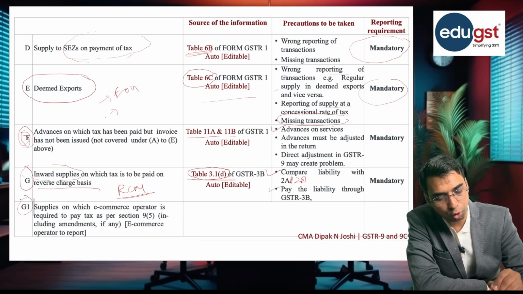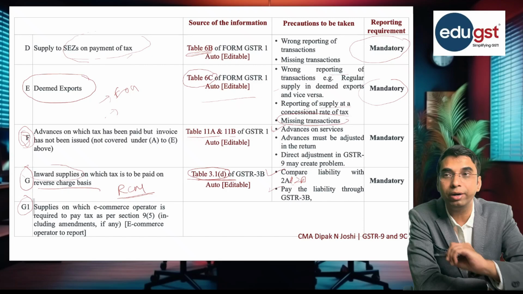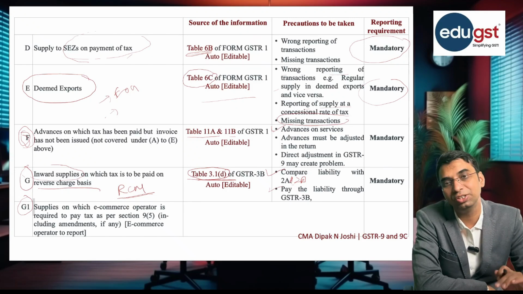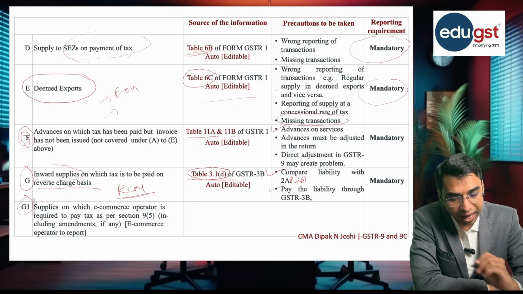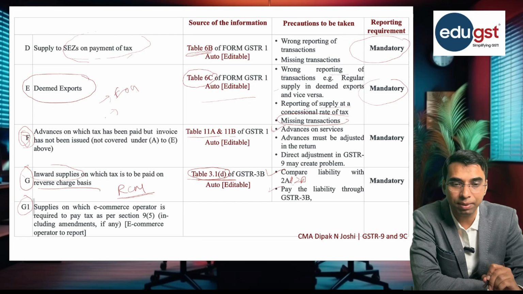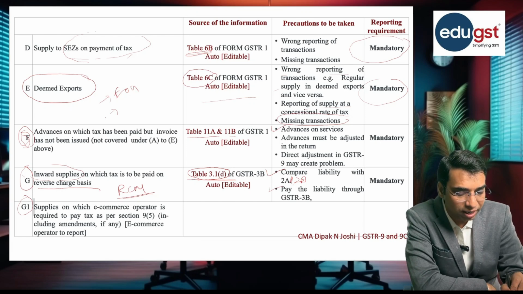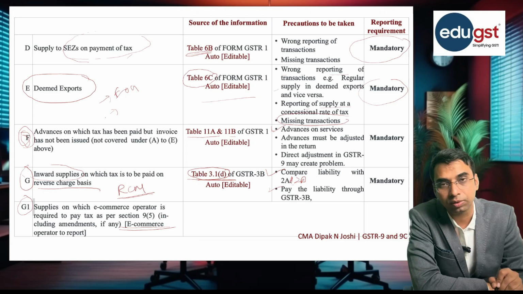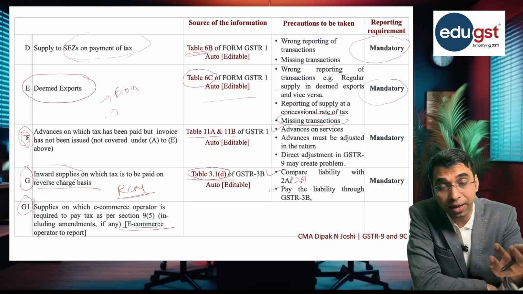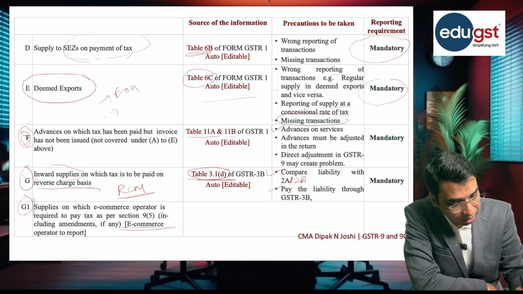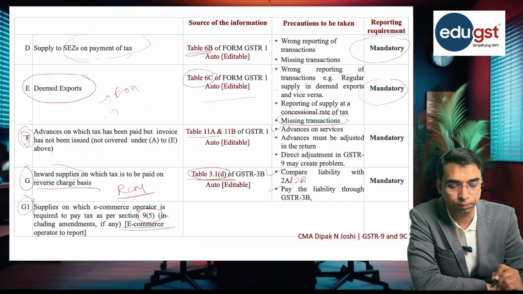Now, table number 4G1. This is newly introduced table from this financial year, right? क्या है इस table में? When this table is applicable, table 4G1 is applicable in case of e-commerce operators who are liable to pay tax under section 9 subsection 5.